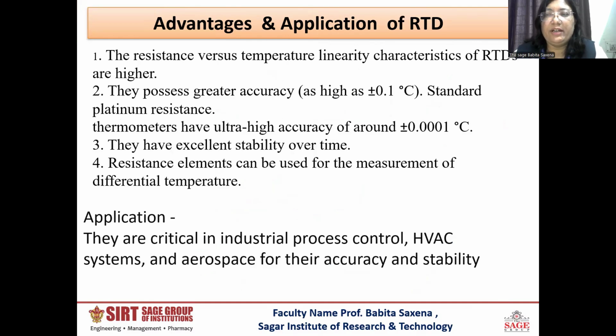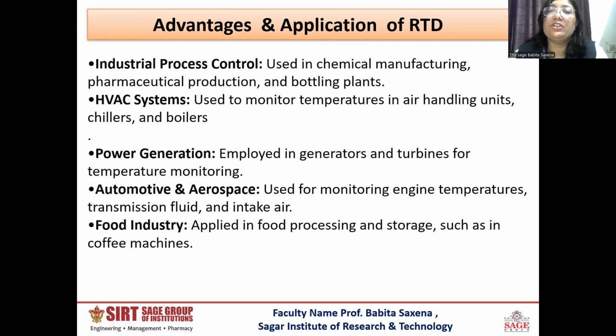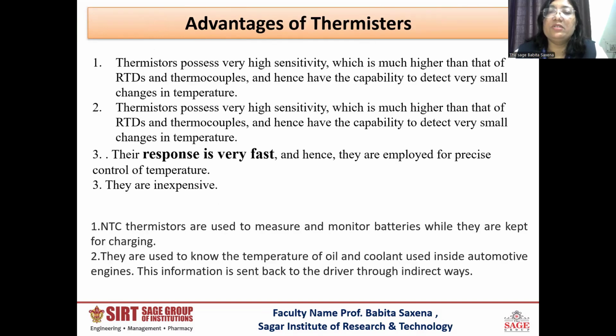What is the advantage of RTD? Most of the time RTD is applied in industrial applications, because it uses metal which has a very high temperature withstand. So that's why it is used in the industry. They have excellent stability over time. The resistance element can be used for the measurement of differential temperature. They are used in critical industrial process control, high voltage AC systems, aerospace, industrial applications, HVAC, power generation, and the food industry. RTD response is very fast.